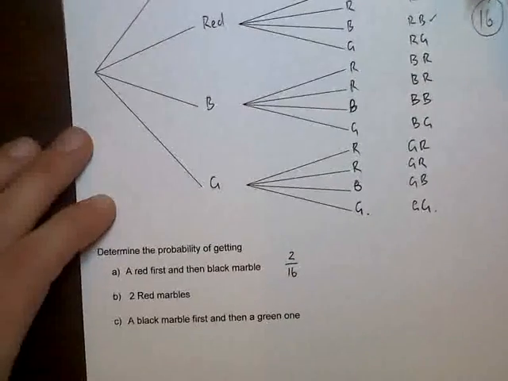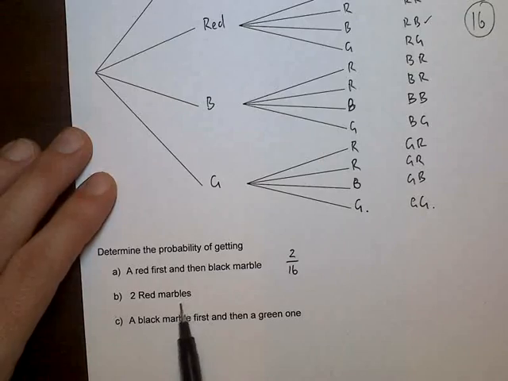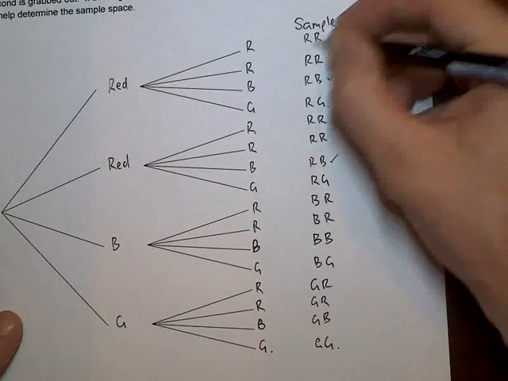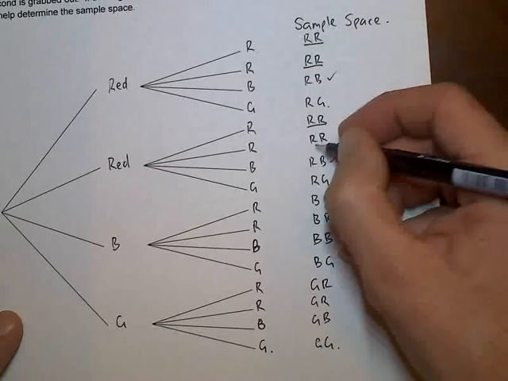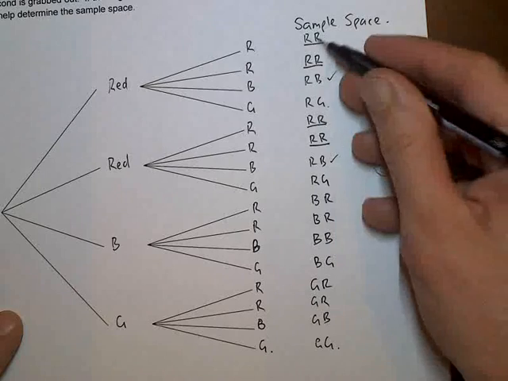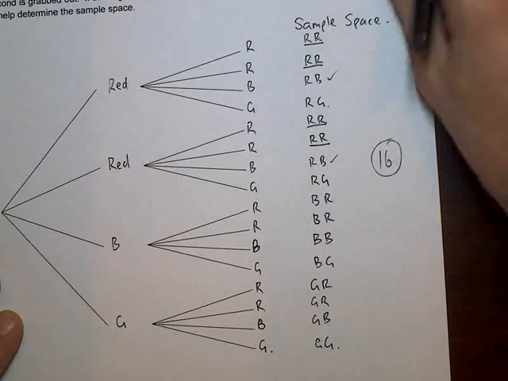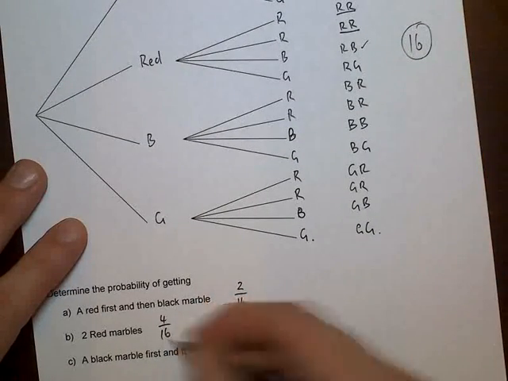Let's look at our second question. Determine the probability of getting 2 red marbles. So it's got to be 2 red marbles. Let's go to our sample space. So here's our 2 red there and 2 red there. We have another 2 red, another 2 red. Altogether we've got 1, 2, 3, 4. Now there's no other ones that have 2 red marbles. So there are 4 altogether out of a total of 16.